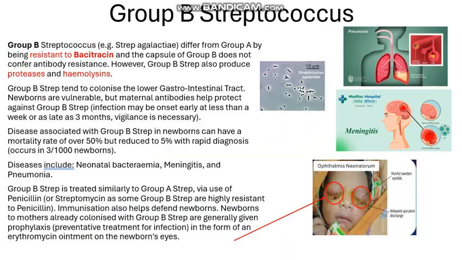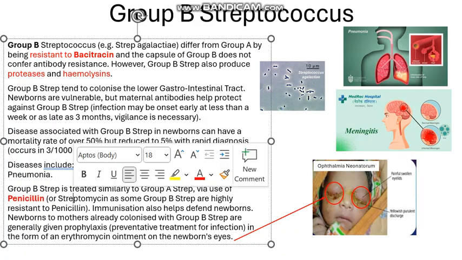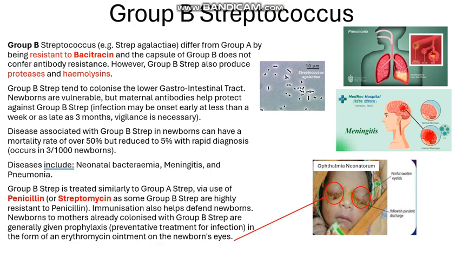I'll just highlight these quickly so it's easier to see. So Group B can be treated with penicillin or streptomycin. Some Group B strep are highly resistant to penicillin. So if we got one of the penicillin resistant strains, we'd prescribe streptomycin. Immunization also helps to defend newborns.